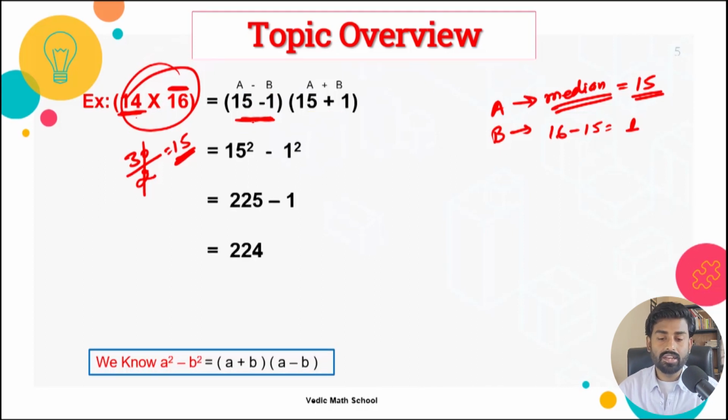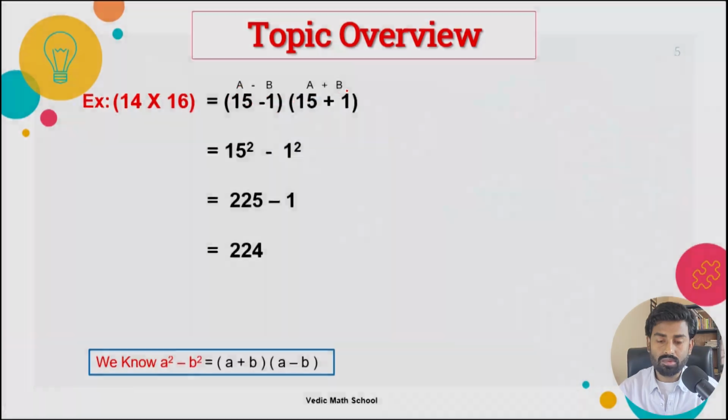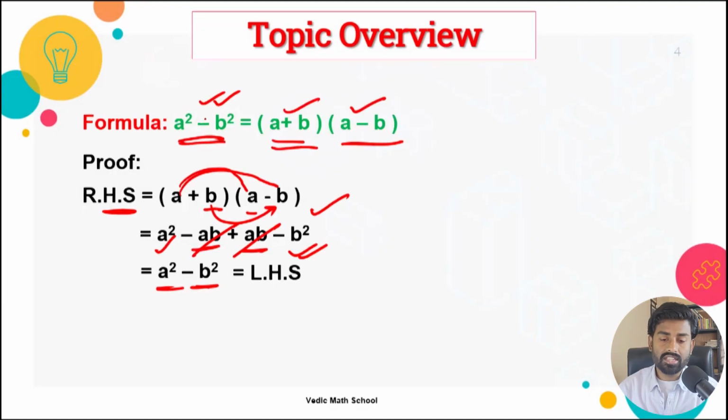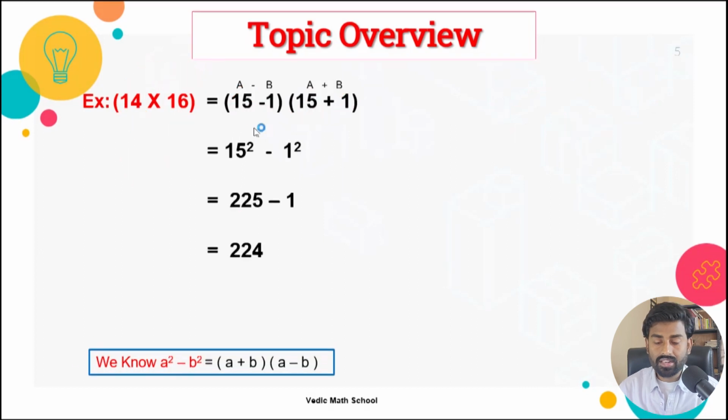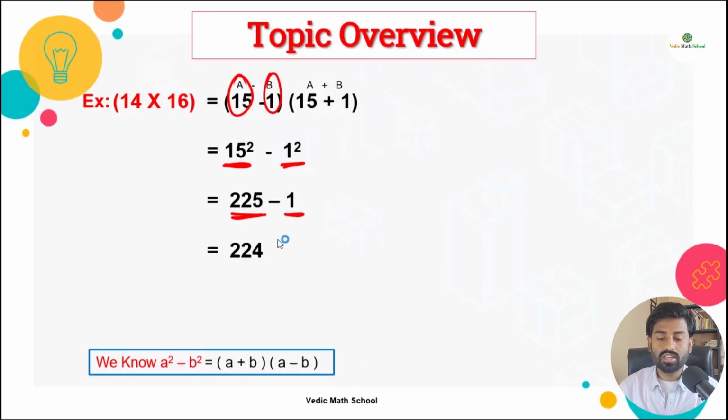Why are we writing it? Because if you write it down, it is like (a minus b) and (a plus b). And what is the formula of (a minus b)(a plus b)? a square minus b square. So if we consider a is 15 and b is 1, it means 15 square minus 1 square. 15 square is 225, minus 1 square is 1. So 225 minus 1 is 224, and this is the answer.